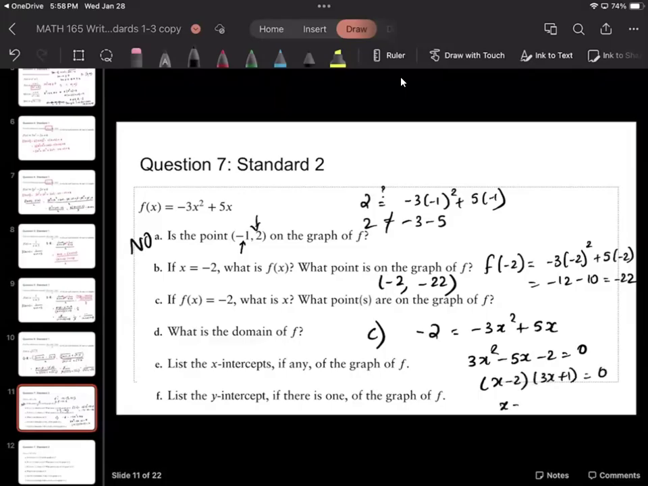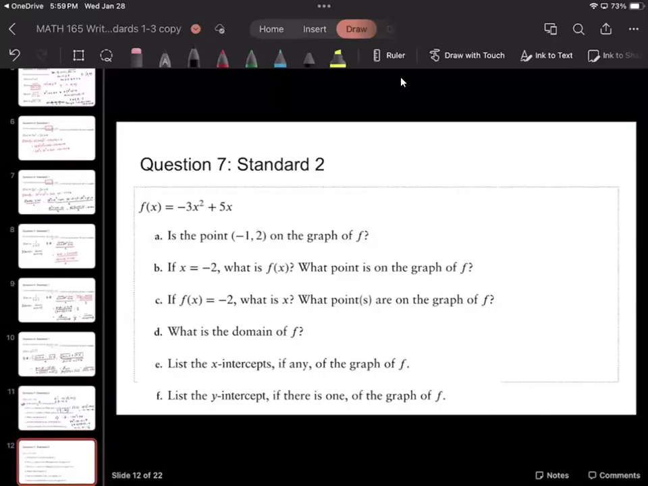Set each factor equal to 0: x equals 2, and x equals negative 1/3 are the answers to part C. Okay, so here you're just solving a quadratic equation. If you need a refresher for that, please make sure that you find some resource and know how to solve quadratic equations. So now let's do part D. What is the domain of the function? This is just a quadratic function, correct? So the domain is all real numbers. There is no restriction. You don't have a fraction, you don't have a radical.